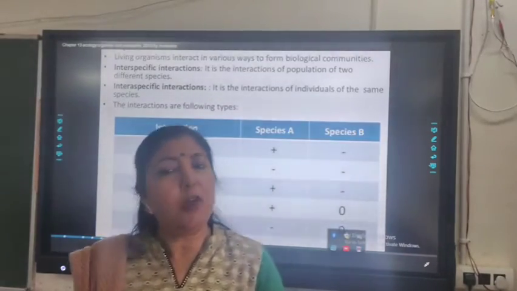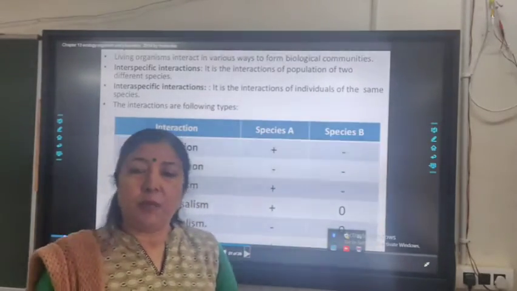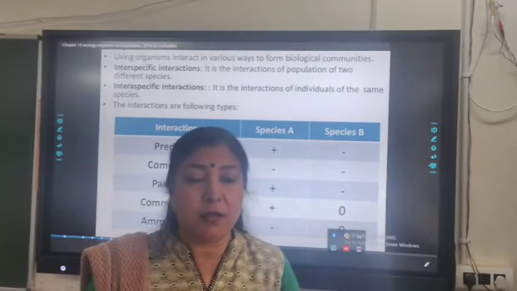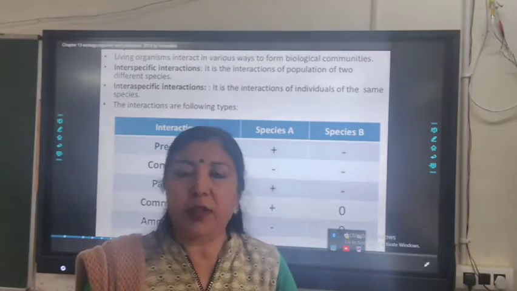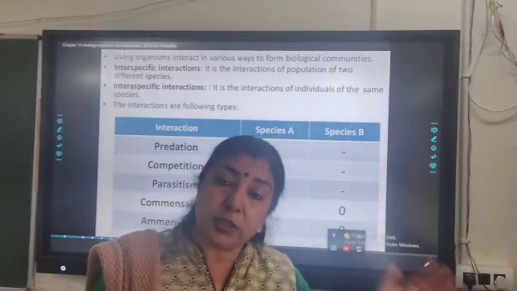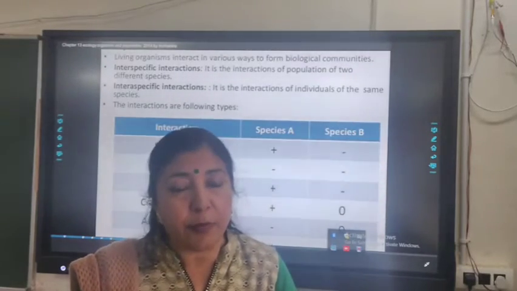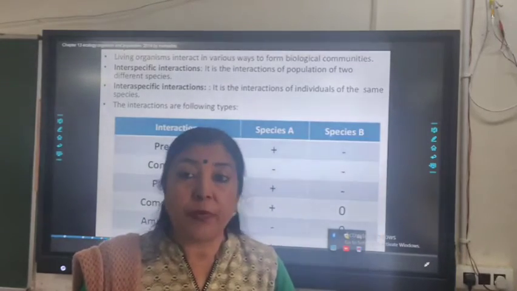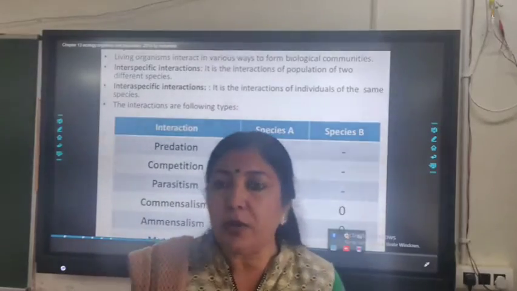These interactions may be of different types. It may be a positive interaction, where both populations interact with each other and the outcome is positive for both. There are also interactions where the interaction is positive for one type of population but negative for another type of population. And there are interactions where one type of population is benefited but the other type is not affected.